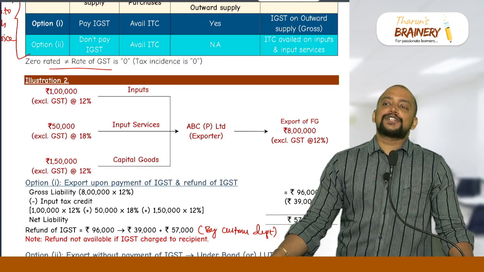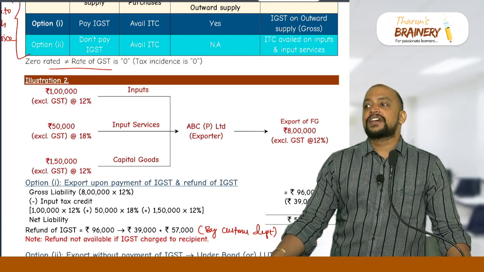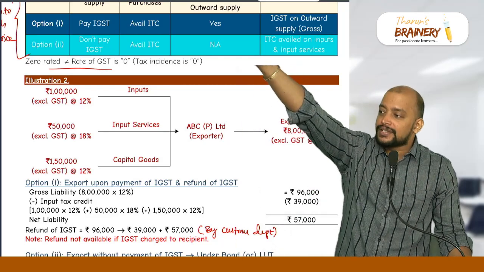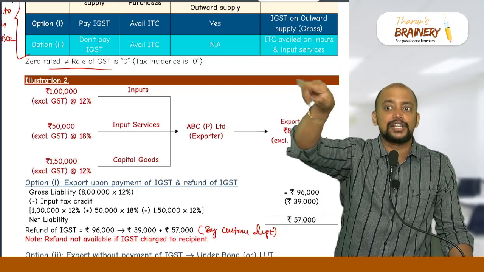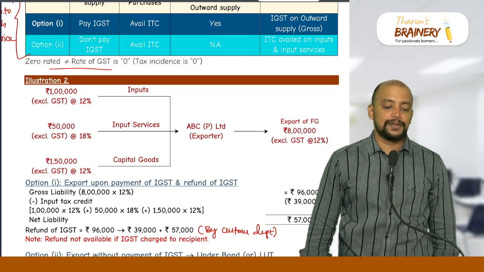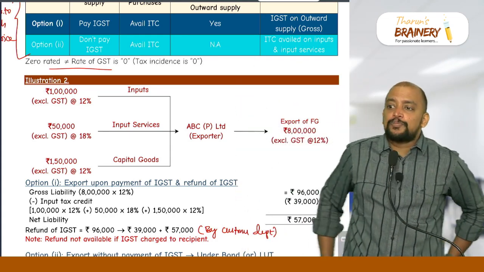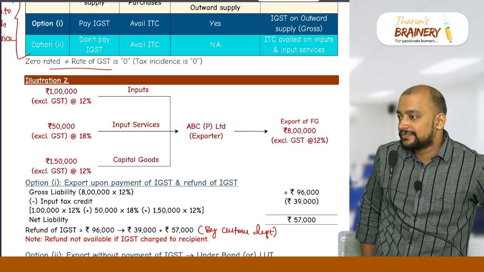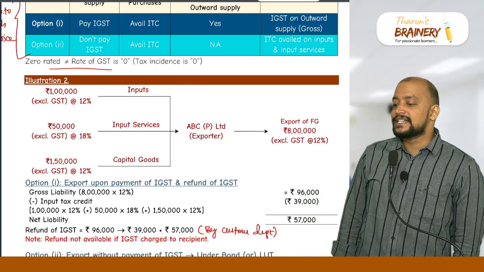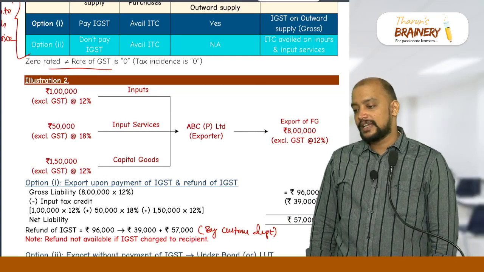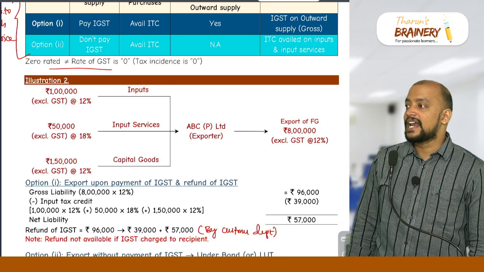Then refund of ITC with respect to inputs and input services equals 21,000. How 21? Already you computed inputs 12,000 plus input services 9,000, that is 21,000. Now, what is the balance in input tax credit after refund? 18,000. Next line: balance in ITC after refund, balance in ITC after claiming refund.